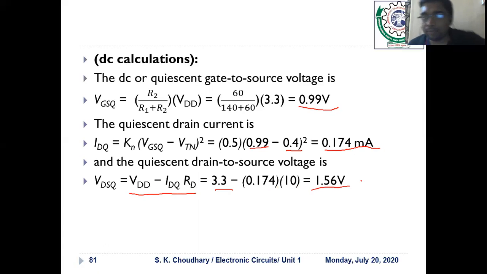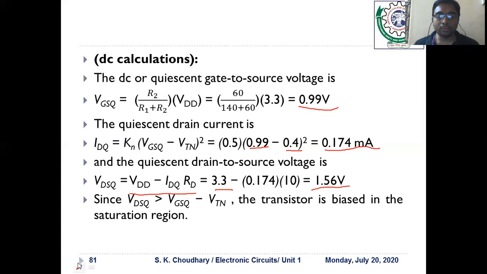Now you have to verify, because you first assumed that your transistor is working in saturation. You have to just verify whether our assumption is correct or not. For the verification, VDSQ should be greater than VDS sat, that is VGSQ minus VTN. So here 1.56 is greater than 0.99 minus 0.4. Obviously the transistor is biased in saturation, so our assumption is correct. It is in the saturation region, which means it is acting as an amplifier. Now we can easily calculate the AC parameters like voltage gain, input resistance and output resistance.